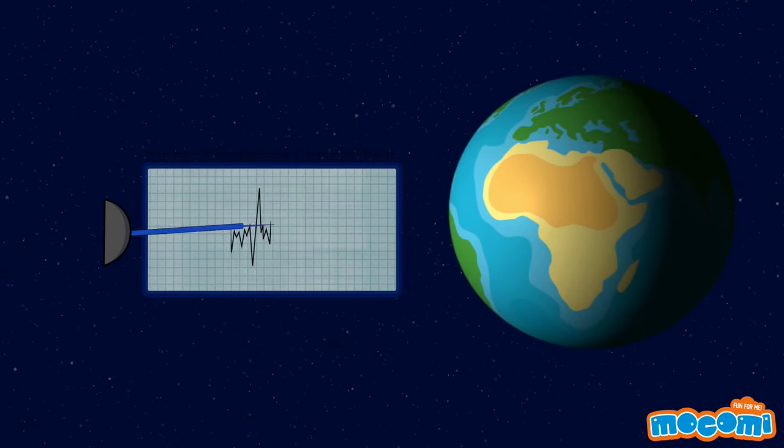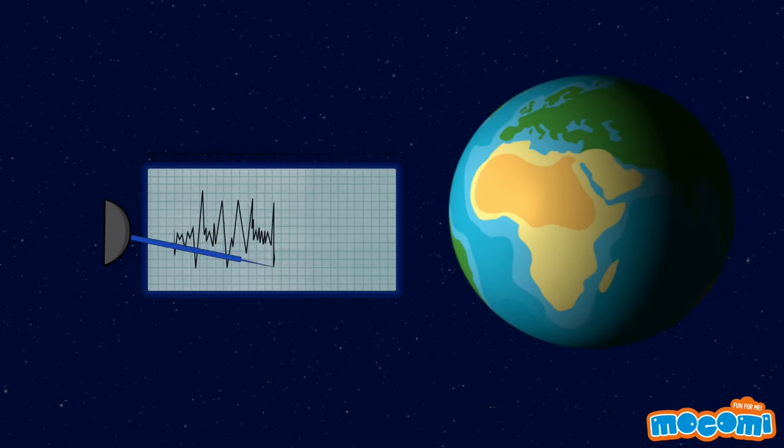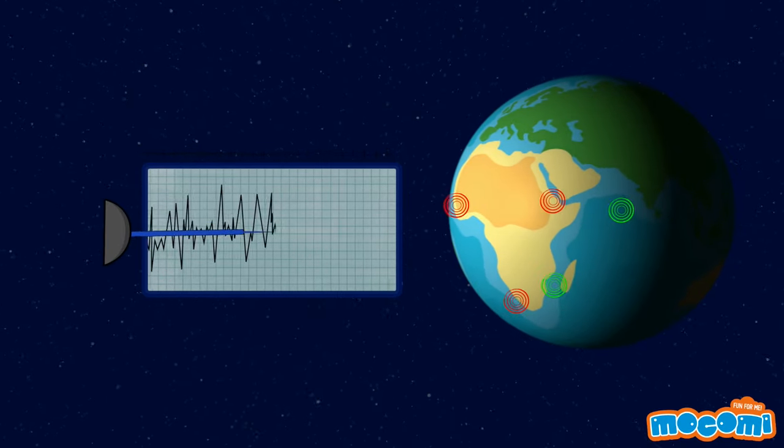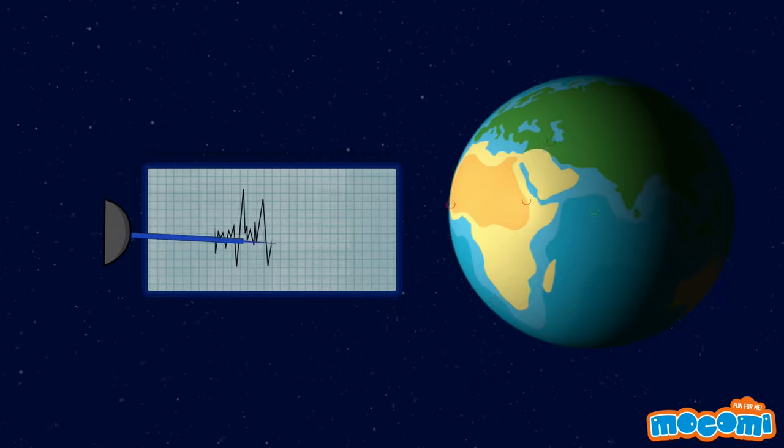Scientists understand the composition of the Earth better by studying seismic waves. Seismic waves are vibrations that spread out from the epicenter of earthquakes.